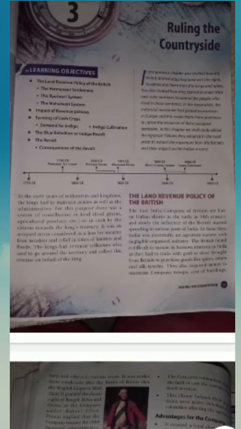In this chapter, we will learn about the agrarian policy the Britishers adopted in the rural areas to extract the maximum profit from the farmers and what was the impact on Indian society. We shall learn all of this.